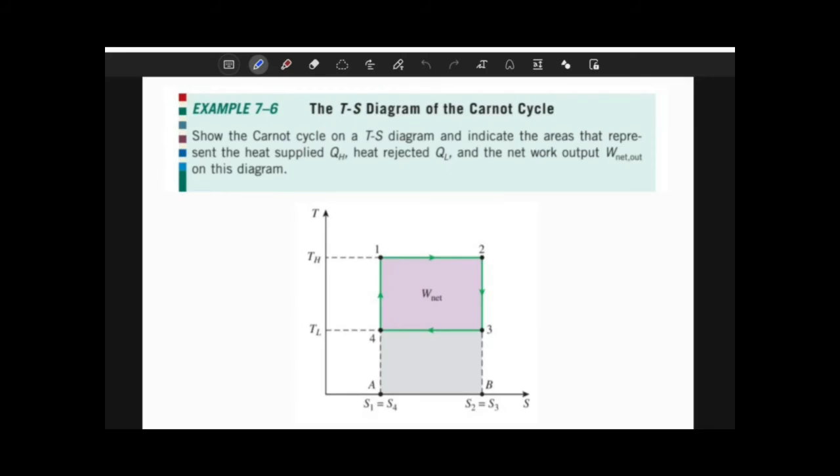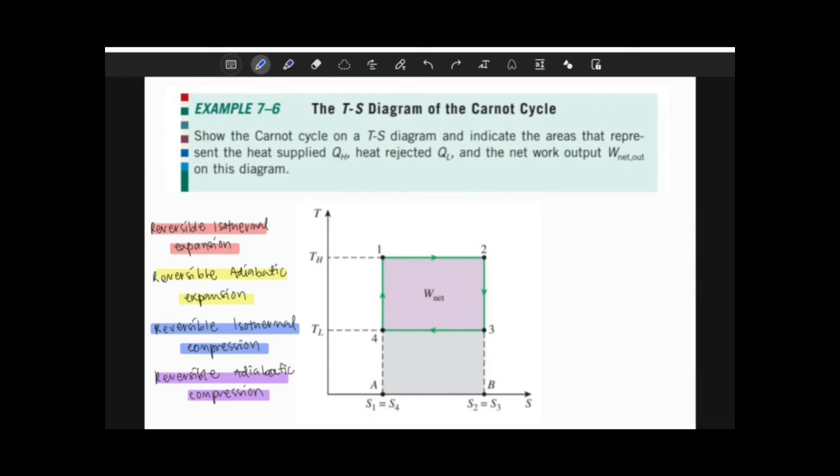Hi everyone, I'm Farisha and I'm going to explain example 7.6 from the textbook, the TS diagram of the Carnot cycle. So the question asks us to show the Carnot cycle on the TS diagram and indicate the areas that represent the heat supplied QH, heat rejected QL, and the net work output W net out.